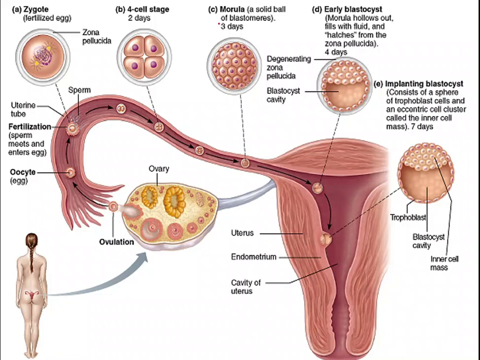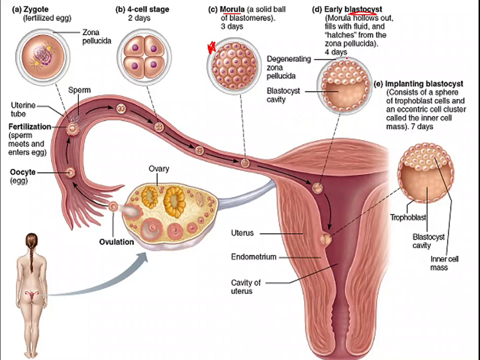Now, do not forget what I said. The morula is a solid ball of 16 to 32 cells. All right? And notice that the zona pellucida is still surrounding these cells. Now, from the morula, we will end up with a blastocyst. And it is the blastocyst that will implant into the endometrial lining of the uterus.